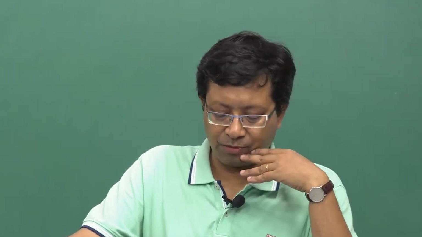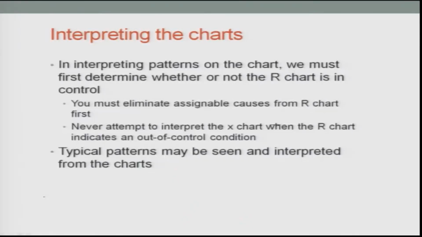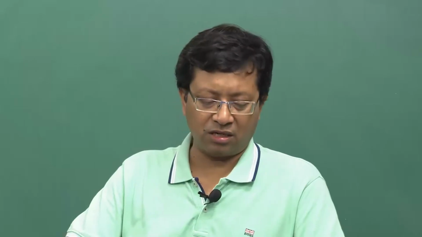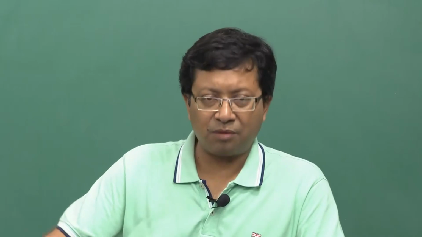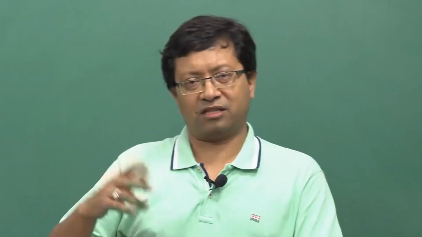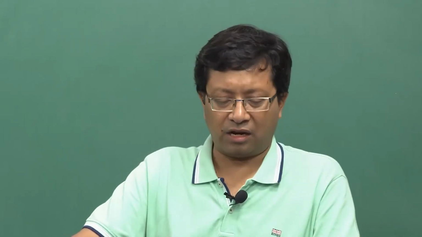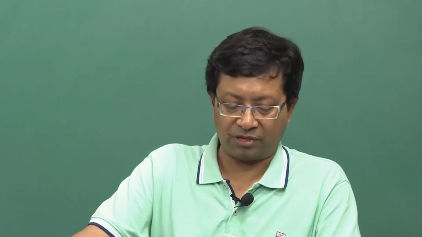So, typical patterns may be seen and interpreted accordingly from the charts. We will very briefly discuss some cyclic patterns and some patterns which are evident from the conglomeration of the information which we get from the X bar charts and the R charts. Now, cyclic patterns are basically some cyclicity, as there is a cycle which is going on. Cycle means we see a pattern, and how this pattern of cyclicity can be studied.